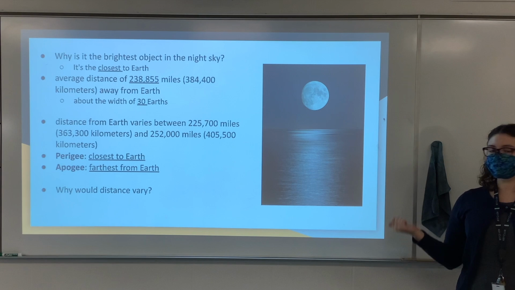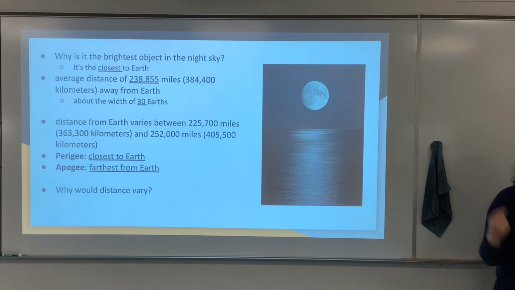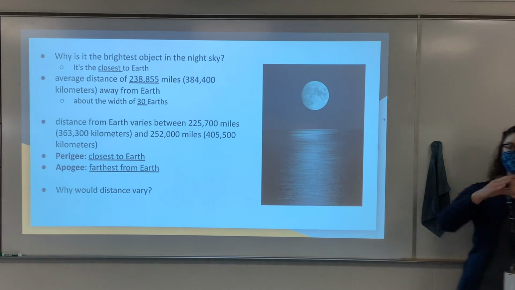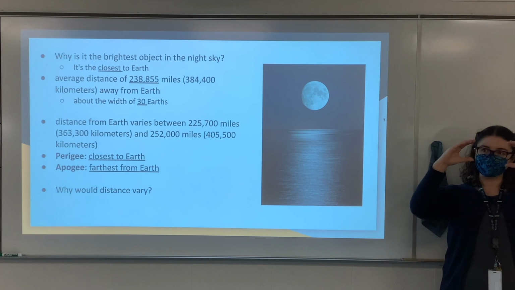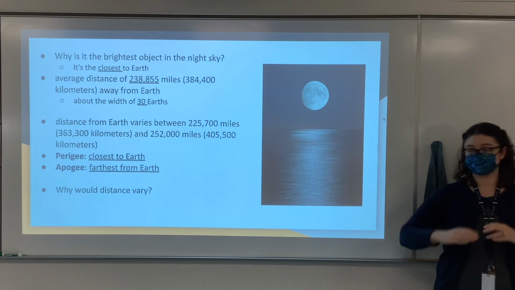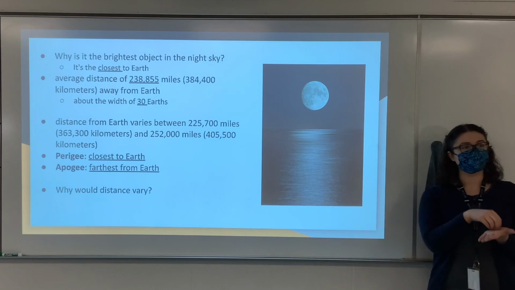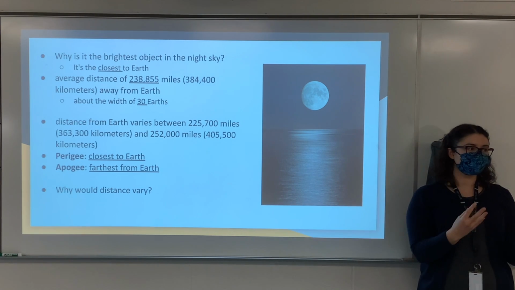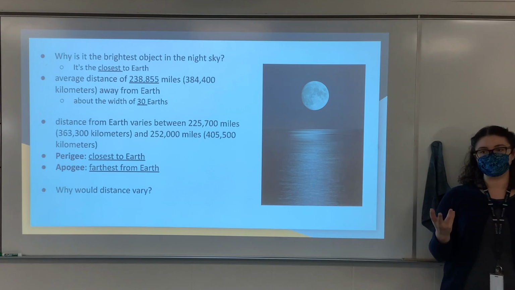Also, the moon's distance from Earth tends to vary throughout its orbit because, like the orbits of the planets, the moon's orbit is an ellipse. So it's not a perfect circle, it's kind of that oval ellipse shape. When the moon is closest to Earth in its orbit, we call that perigee. And when it's farthest from Earth in its orbit, we call that apogee.